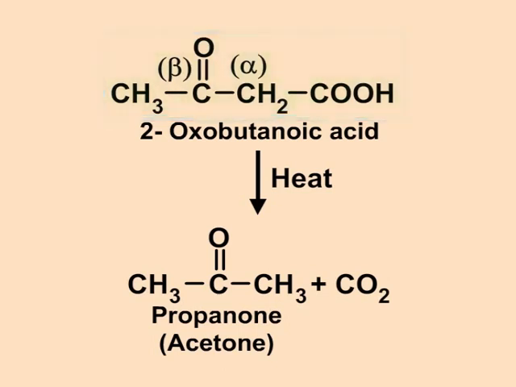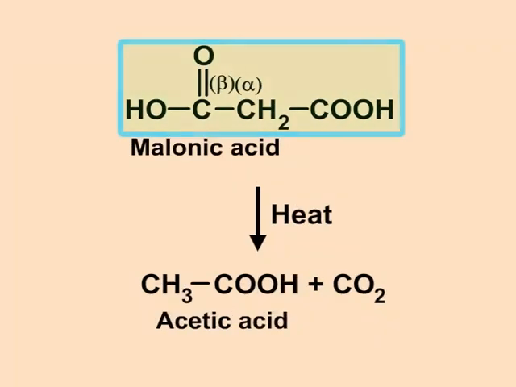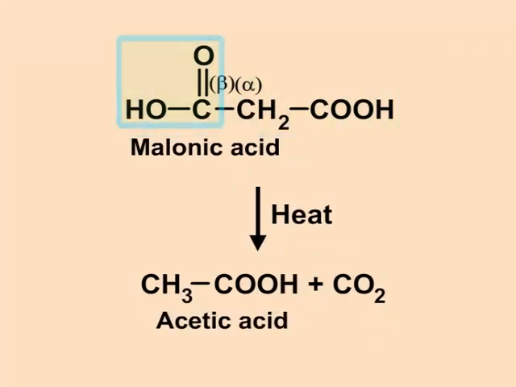2-oxobutanoic acid, having keto group at beta position with respect to COOH group, upon heating readily undergoes decarboxylation to form propanone and carbon dioxide. Malonic acid, having COOH group at beta position with respect to COOH group, upon heating readily undergoes decarboxylation and forms acetic acid and carbon dioxide.